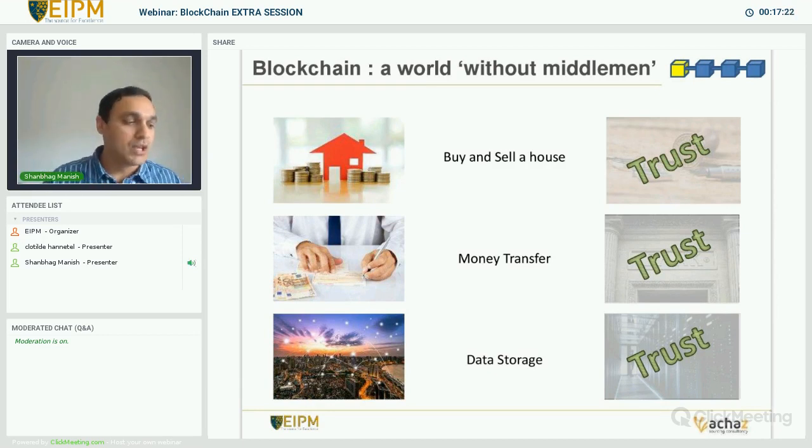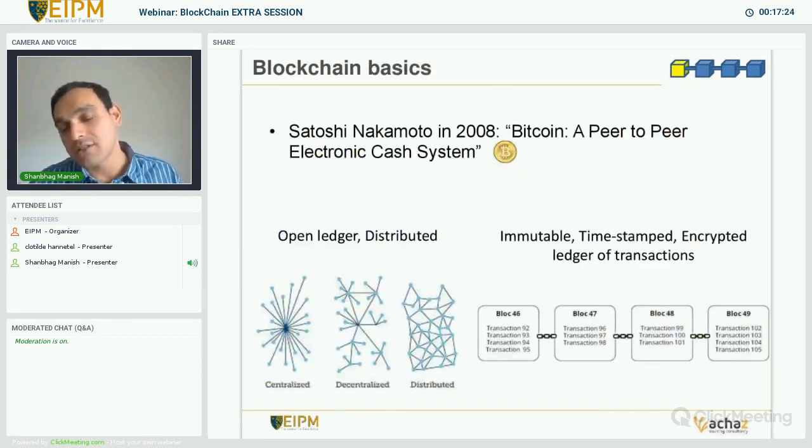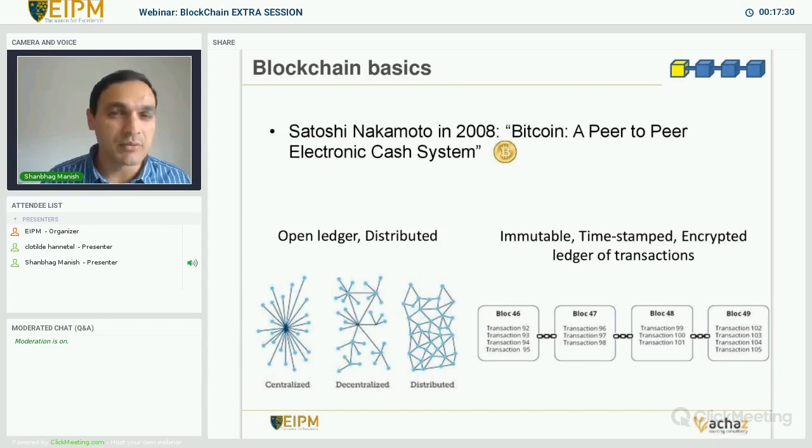Okay, so just as a quick history, the basic notion of blockchain came in 2008, just after the Lehman Brothers debacle, where a person who calls himself Satoshi Nakamoto came up with a white paper. It was called Bitcoin, a peer-to-peer electronic cash system, which actually used blockchain as a platform. And blockchain was a platform for this electronic cash system.